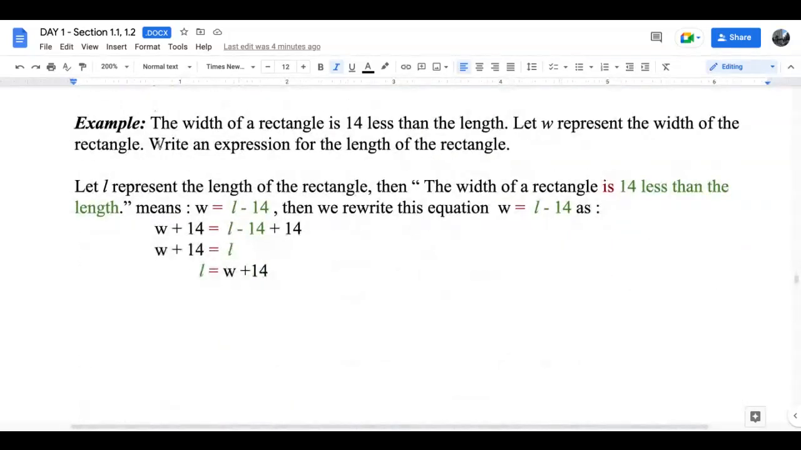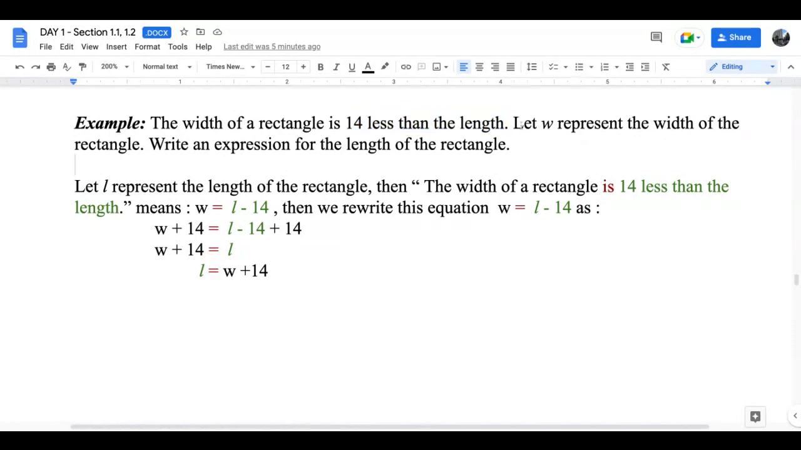Let's see this example. The width of a rectangle. Okay, a rectangle. So this piece of paper is a rectangle, right? The opposite sides are parallel, and the angles are 90 degrees. Rectangle. The width of a rectangle is 14 less than the length.